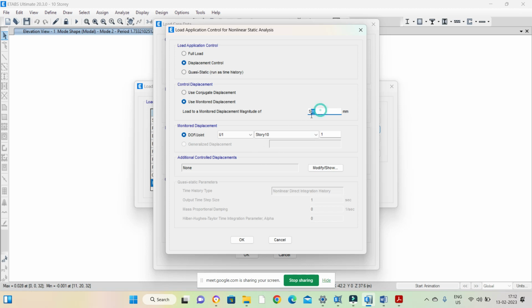Okay, so there is no limit, this you can set. Roughly I have given this up to 500 mm I want to push, and you will be controlling the displacement in x direction. So u1 is in x direction, u2 is in y direction, u3 is in z direction, and r1, r2, r3 are the rotation. So I am controlling the displacement.